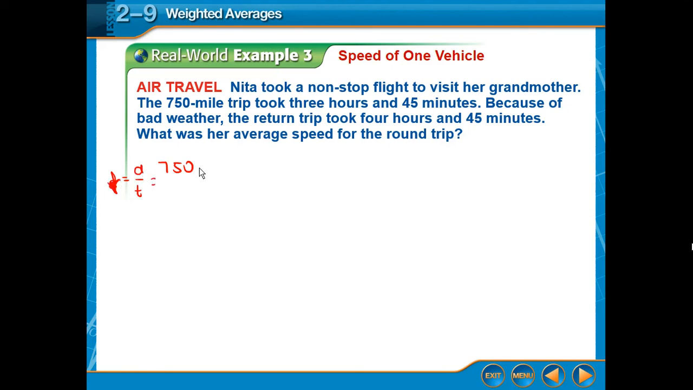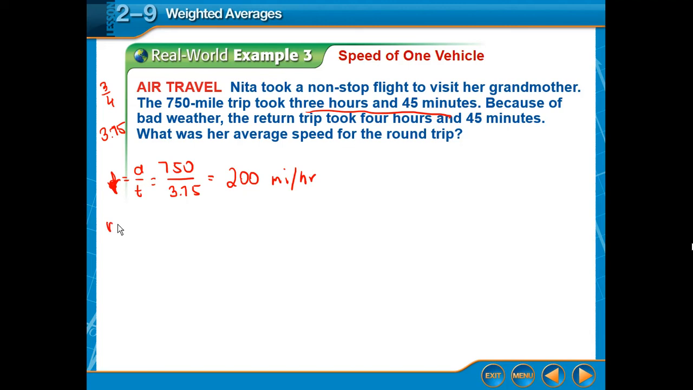So the distance was 750 miles, and the time she did that was 3 hours and 45 minutes. So 3 hours and 45 minutes is 3.75. 45 minutes is 3/4 of an hour, so that's 0.75, if we say it in hours as a decimal, so 3.75. So when we do that, we get 200 miles per hour. So that's for the way there.